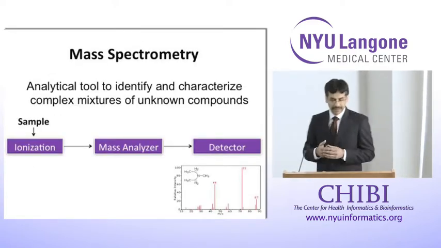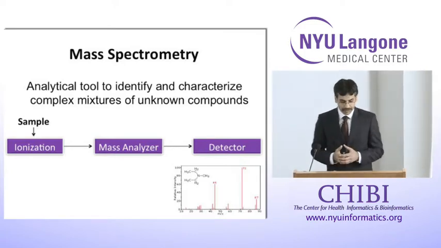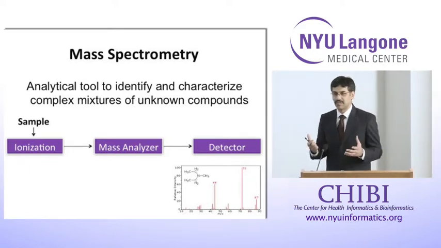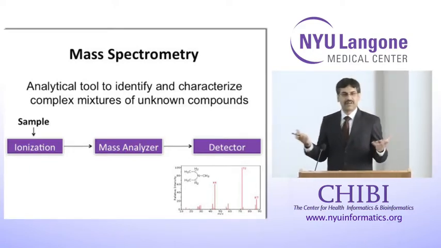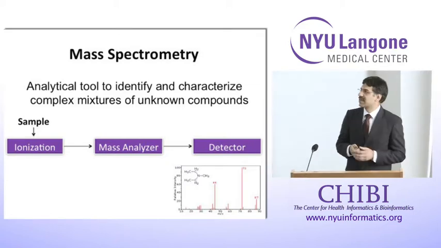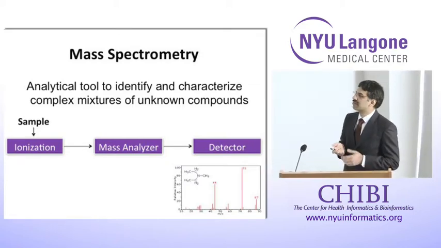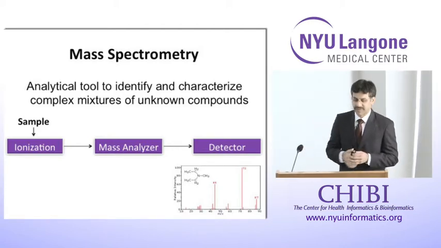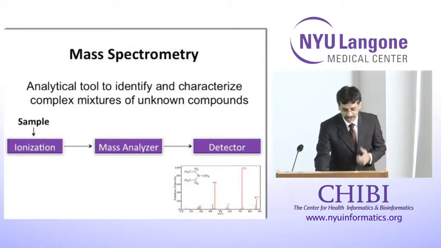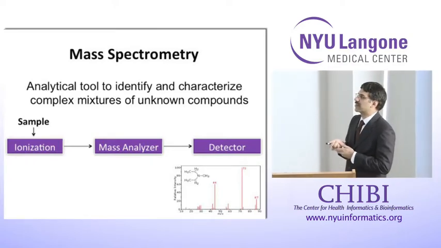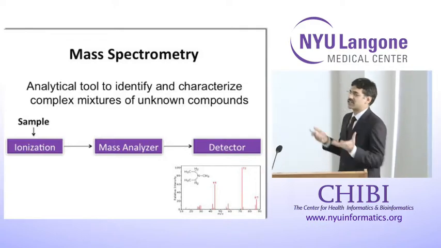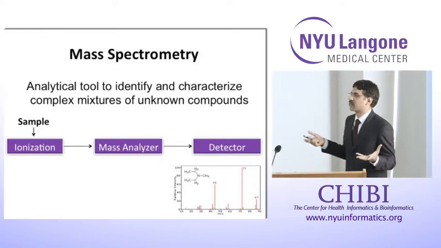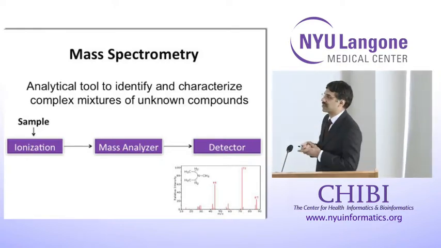So this is an analytical tool or a technology that's used to identify, characterize complex mixtures of unknown compounds. It's sort of the mainstay of modern proteomics research, and the schematic shows a very simple picture, or it describes the principle that mass spectrometry uses in very simple terms. So we start with a sample, which is right there, that we wish to characterize. So the first step is to deposit some charge on the compounds in the sample. So that's done by the ionization section.